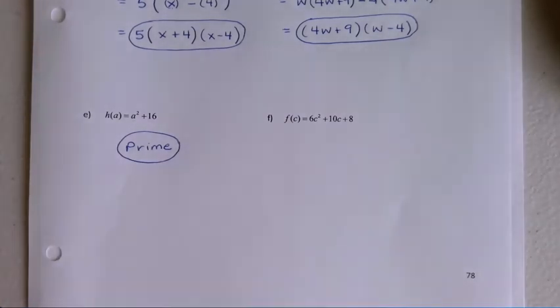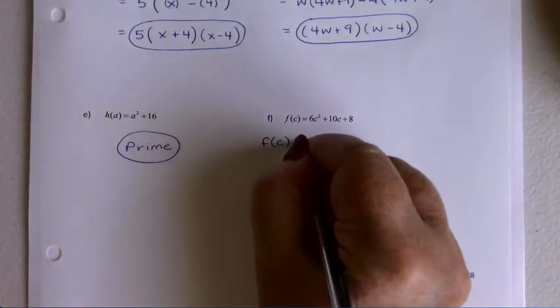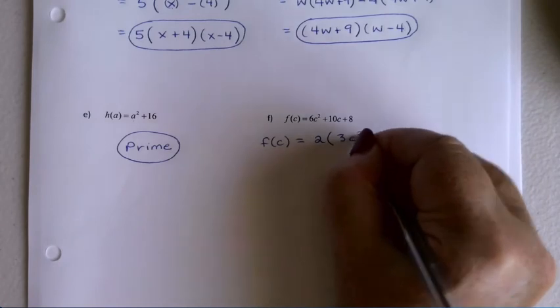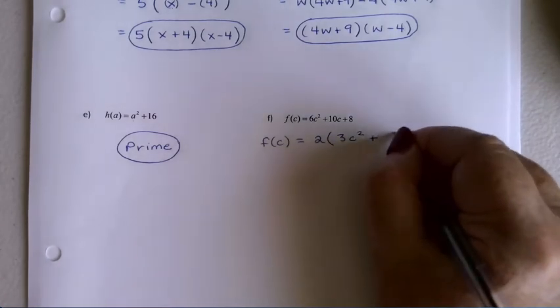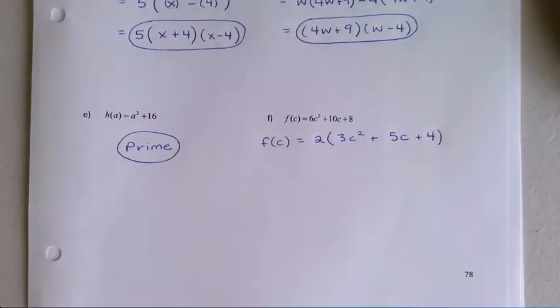And then finally F. Again, we always look for that GCF first, and this time I think we're going to be able to factor out a 2. So let's do that first. Makes that 3c squared plus 5c plus 4.